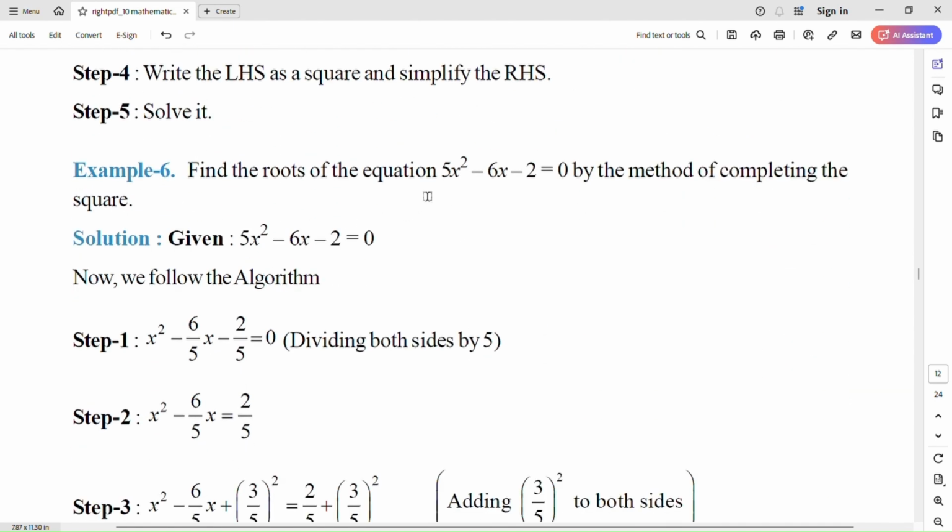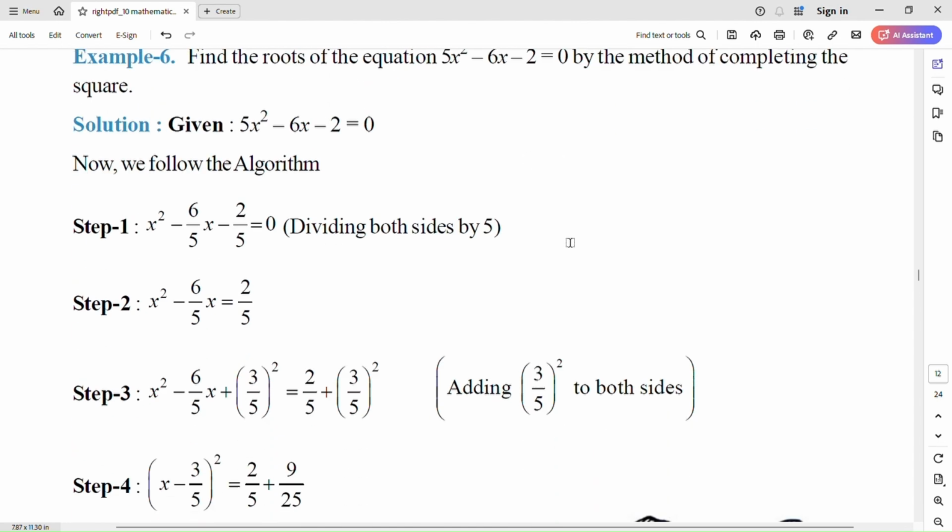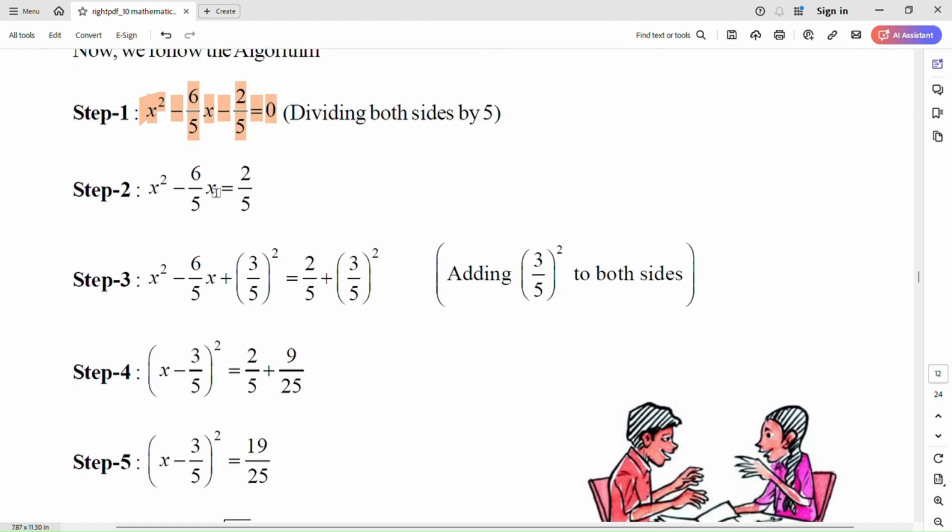Find the roots of the equation 5x square minus 6x minus 2 equal to 0 by the method of completing the square. So same way, we'll do it the same way. First divide by 5, so you get this value here. Then you try to make this a 2ab term, so x square minus 2 into x into 3 by 5, right?